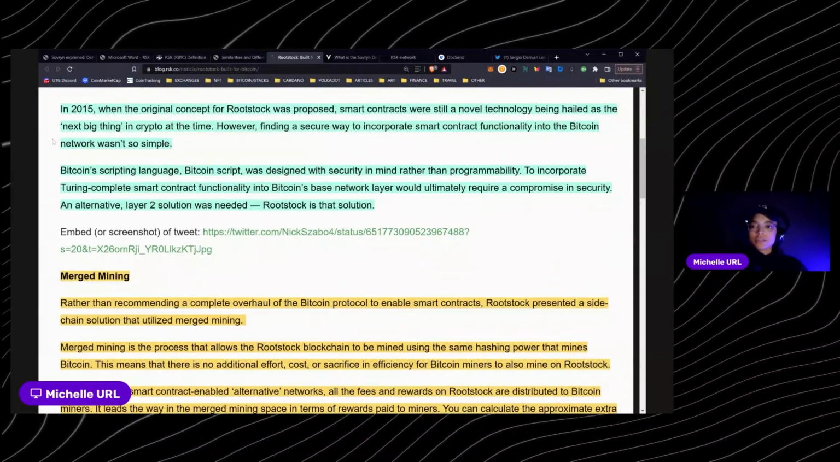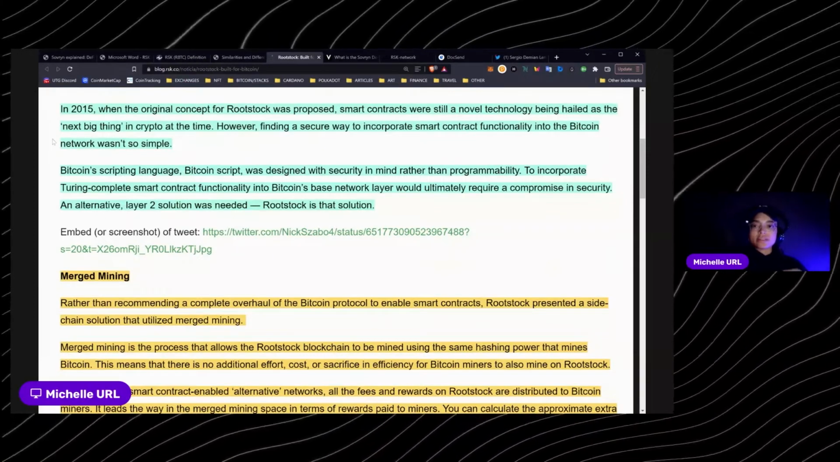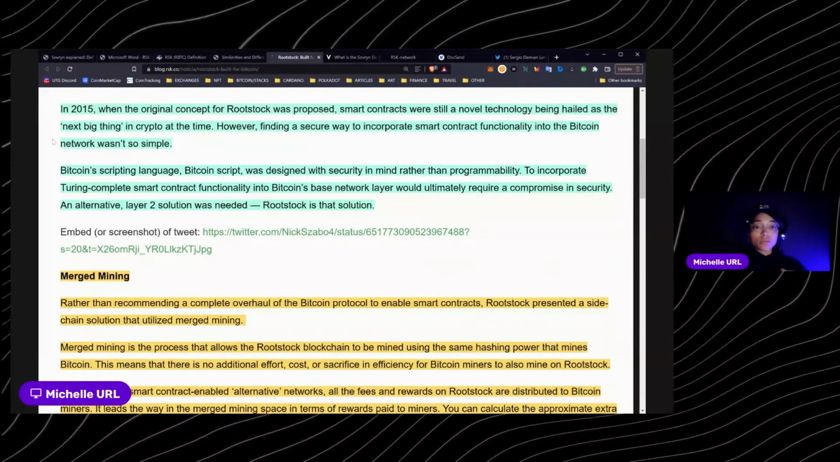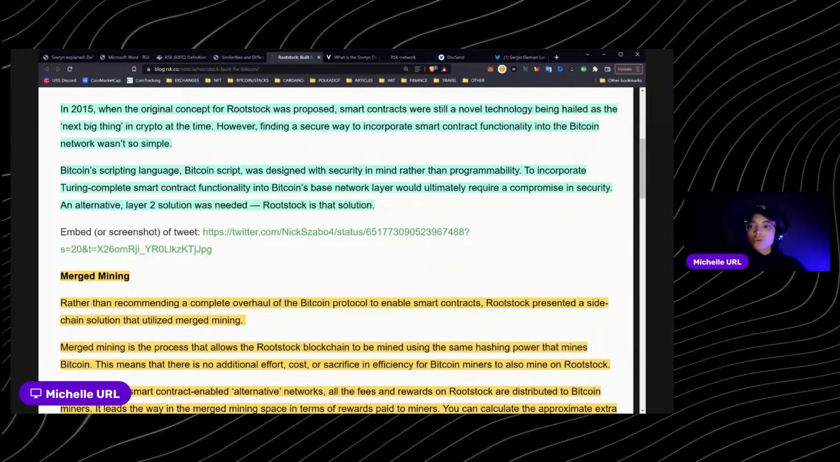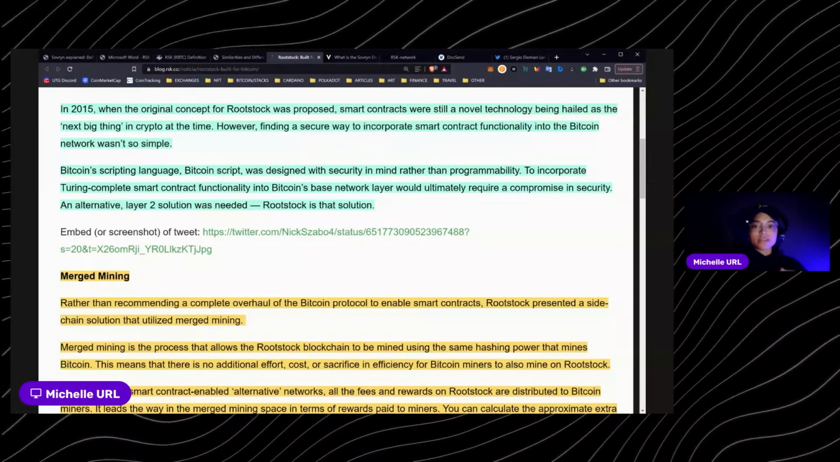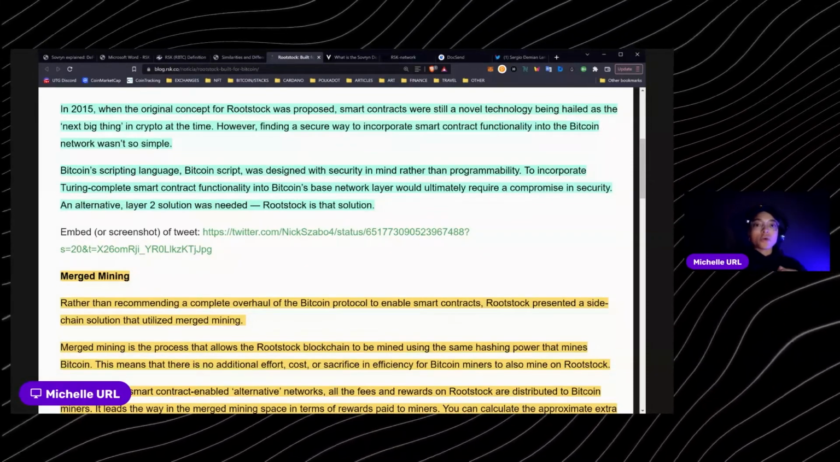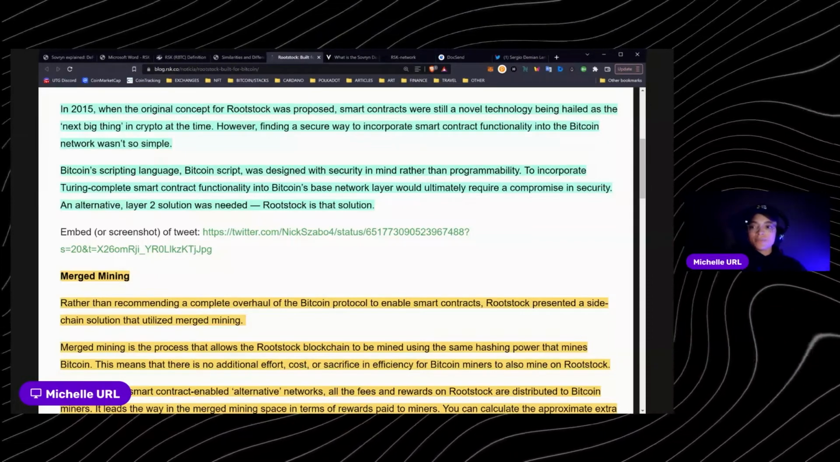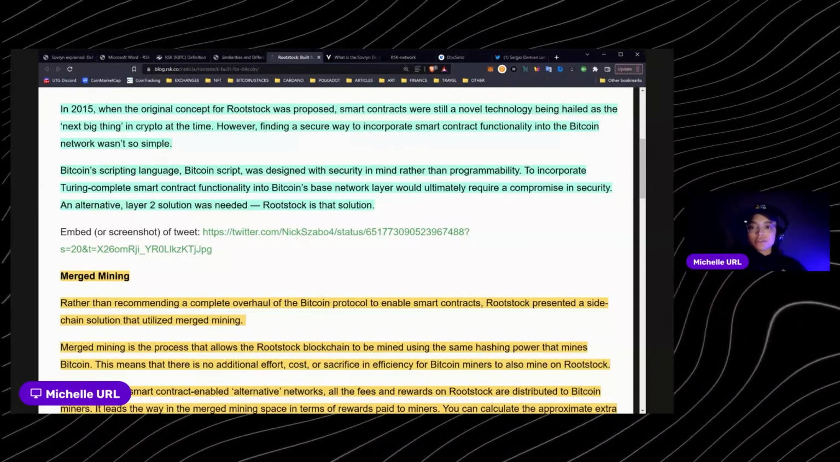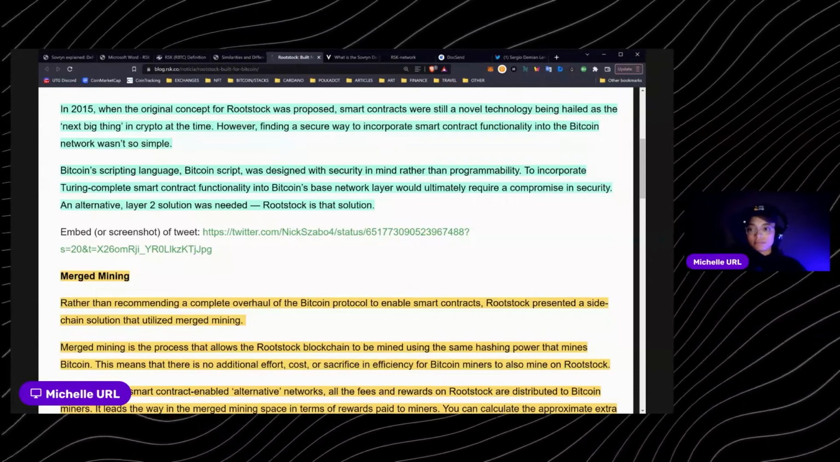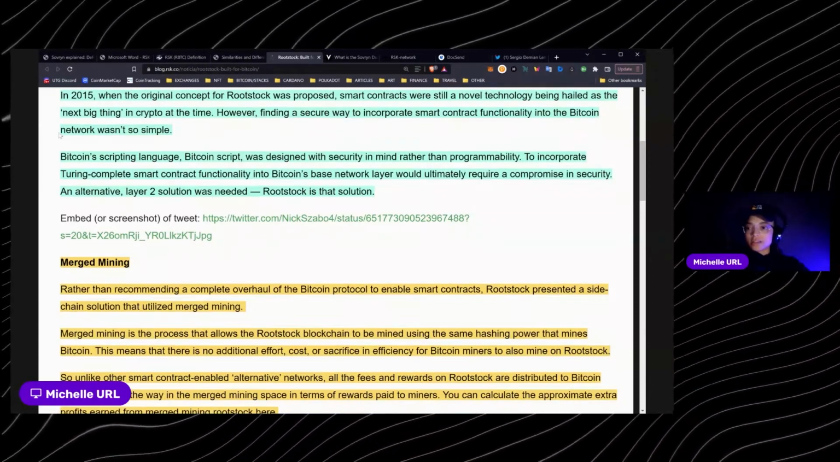Bitcoin scripting language, Bitcoin script, was designed with security in mind rather than programmability. To incorporate Turing-complete smart contract functionality into Bitcoin's base network layer would ultimately require a compromise in security. An alternative Layer 2 solution was needed. Rootstock is that solution. Okay, let's get into the merged mining.